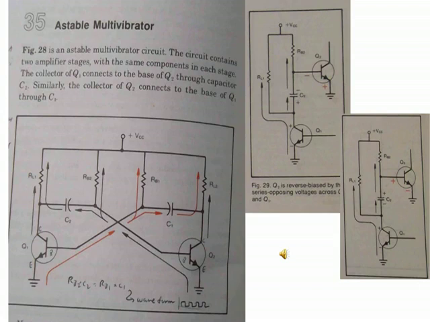The function is an oscillator. Though the transistors are alternately forward biased, they make the alternate connection. By making the alternate connection, it produces an oscillator waveform.